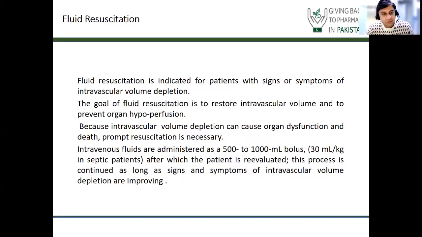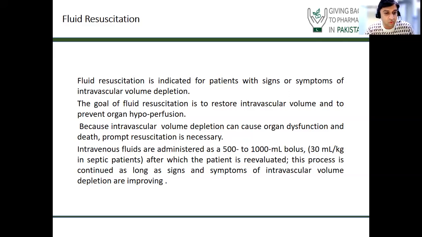So where is fluid resuscitation indicated? It is indicated in all patients who have signs and symptoms of intravascular volume depletion. What are the signs and symptoms of intravascular volume depletion? The patient has physical signs of cold and clammy skin and dry mucous membranes. Patients may have end organ damage, like in the previous case we discussed, where the patient had kidney damage due to intravascular volume depletion, which results in hypoperfusion and then kidney damage.